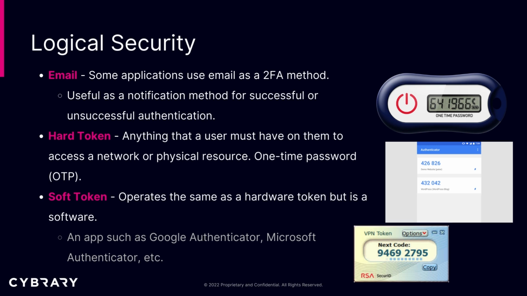Hard token. Anything that a user must have on them to access a network. This could be a one-time password, where you're logging into something and the password is on the screen and it's spinning, and you put in that password. It's used one time. There's also a soft token. A soft token operates the same as a hardware token, but it's software. It's built into the computer or installed on a computer like an application. Some of the soft tokens out there are Google Authenticator or Microsoft Authenticator, and these again are soft tokens.